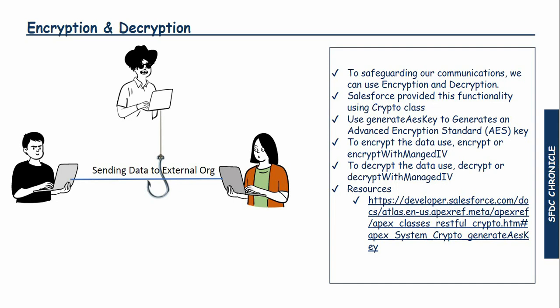Encryption is the process by which a readable message is converted to an unreadable form to prevent unauthorized parties from reading it. And decryption is the process of converting an encrypted message back to its original format.